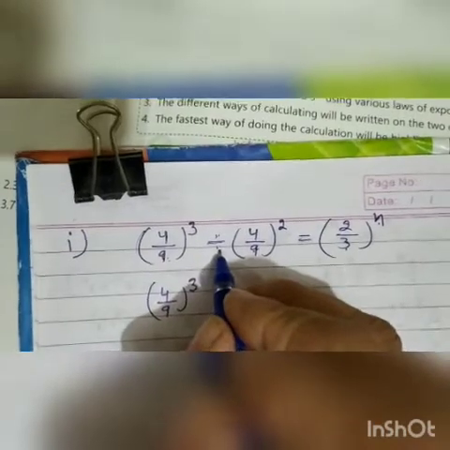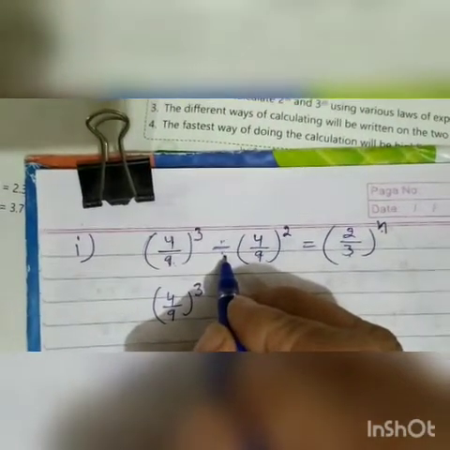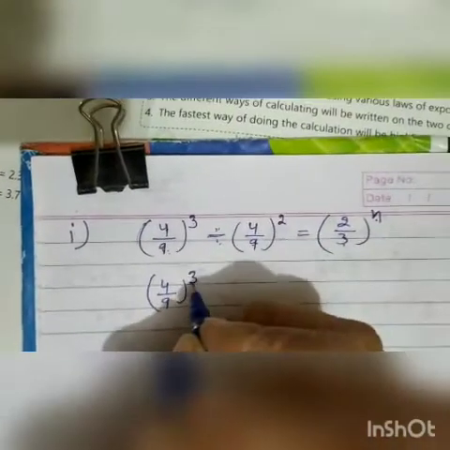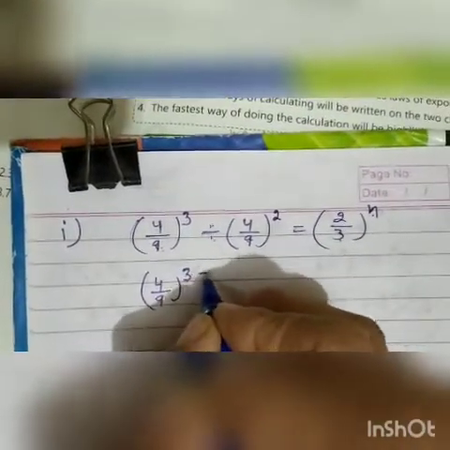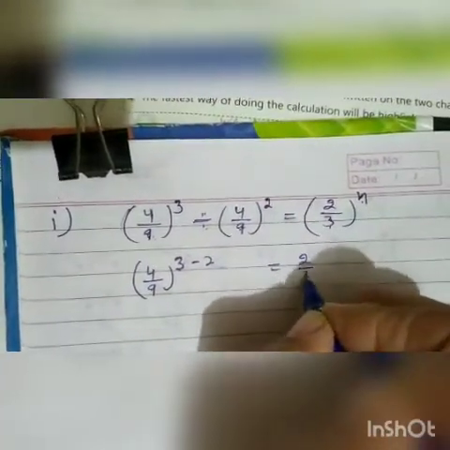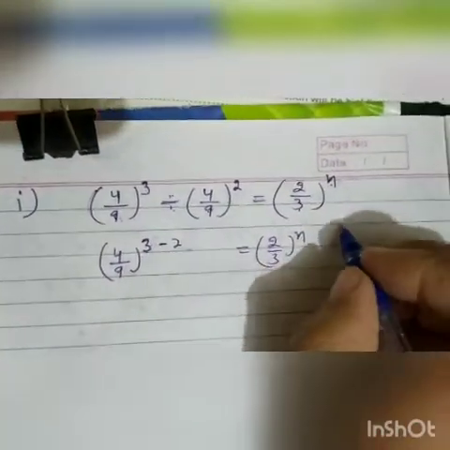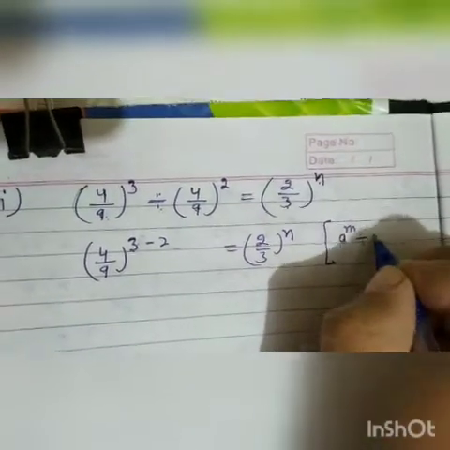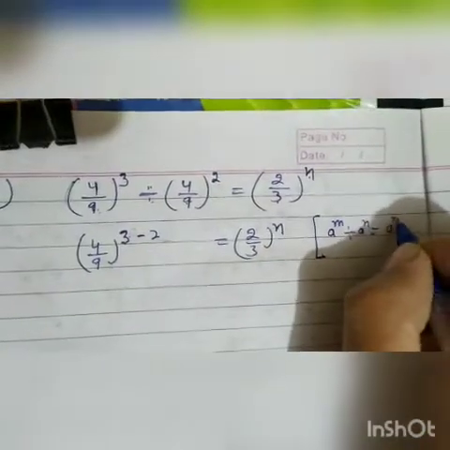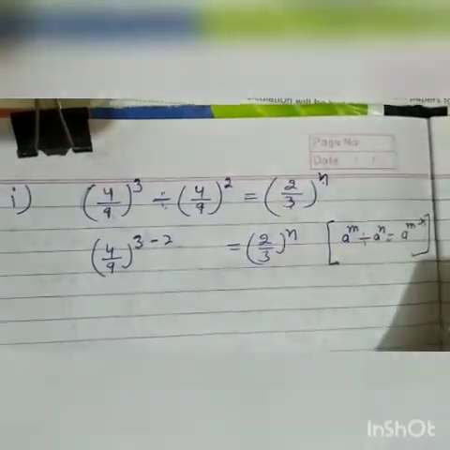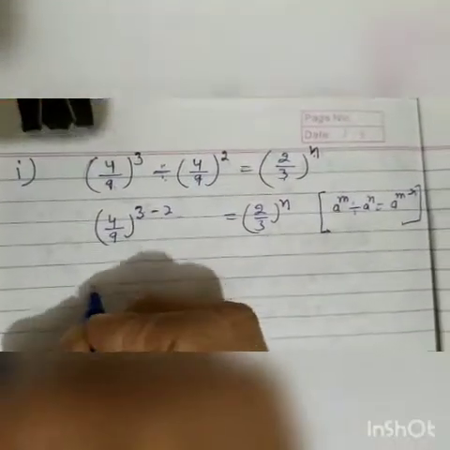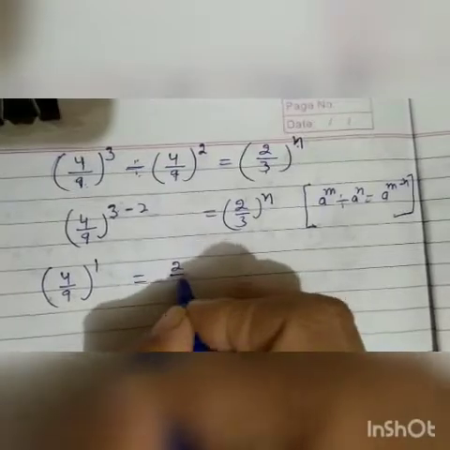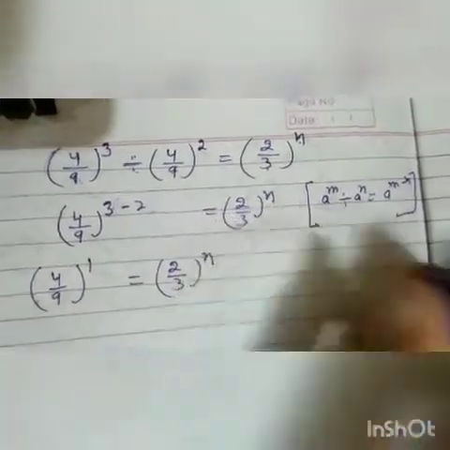Between these two bases there is a division sign. In division, the quotient law of exponents we will use and the powers will be subtracted, the second law. Then 4 upon 9 power 3 minus 2 is equal to 2 upon 3 power n. We will use here the law a power m divided by a power n is equal to a power m minus n. This is the second law, the quotient law of exponents. Now 4 upon 9 power 1 is equal to 2 upon 3 power n.